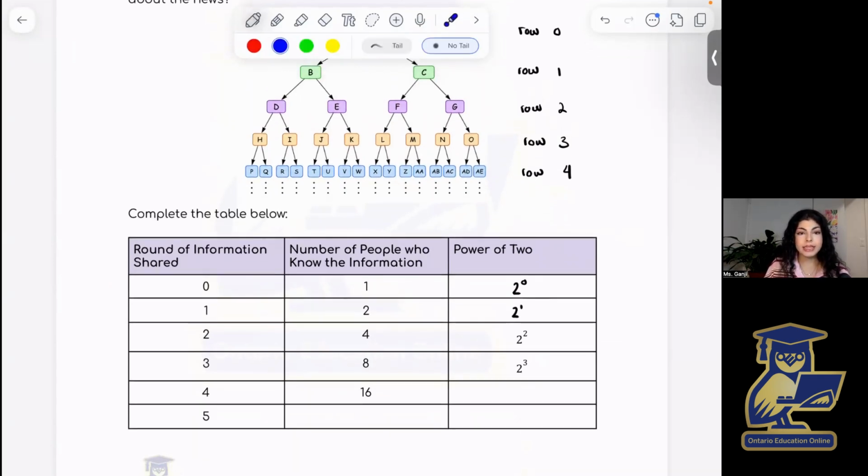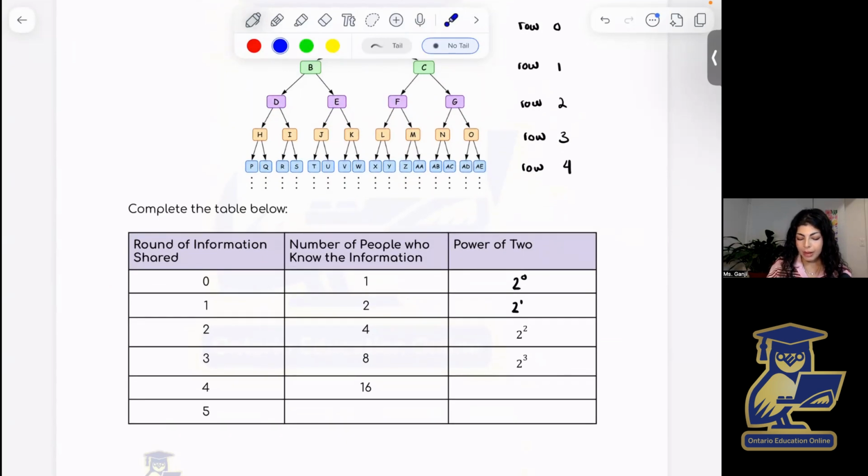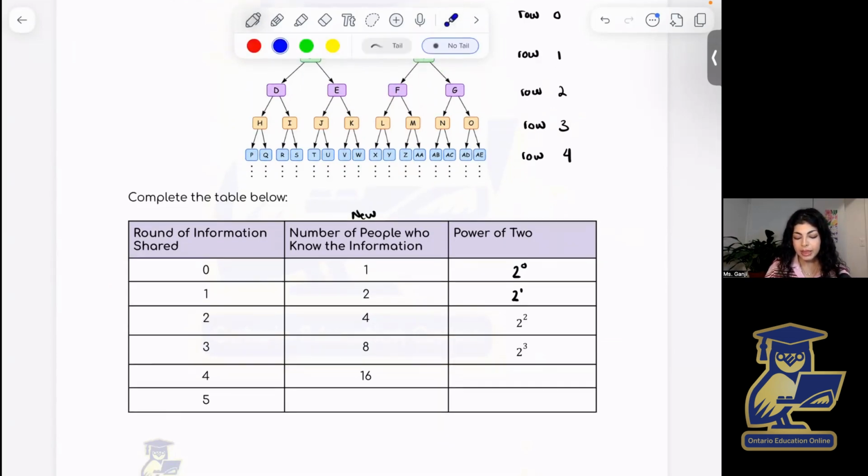Now in the second round, which is row 2, we clearly see the 4 here and we have D, E, F, and G. So now 4 new people know about this. And perhaps maybe this should be number of new people. Not number of total people who know the information, but number of new people who now know about this information. Now the next round, or row 3, as we see here, this is 8, which was 4 times 2. And as you see here, the power of 2 is growing by 1, and these are growing by times 2.